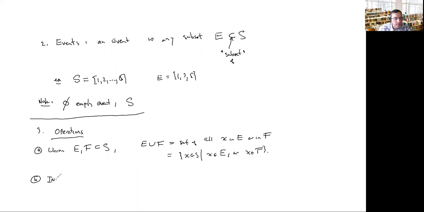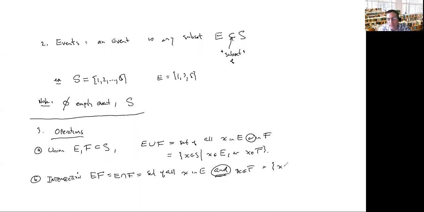Then there's the intersection, which computes the overlap between E and F. So you have EF. Sometimes it's written with an upside down union symbol, but the book writes EF, and this is the set of all X in E and X in F. So it has to be in both sets. This is an OR, and this is an AND. So in set theory notation, this would be the set of all X in S such that X is in E and X is in F.